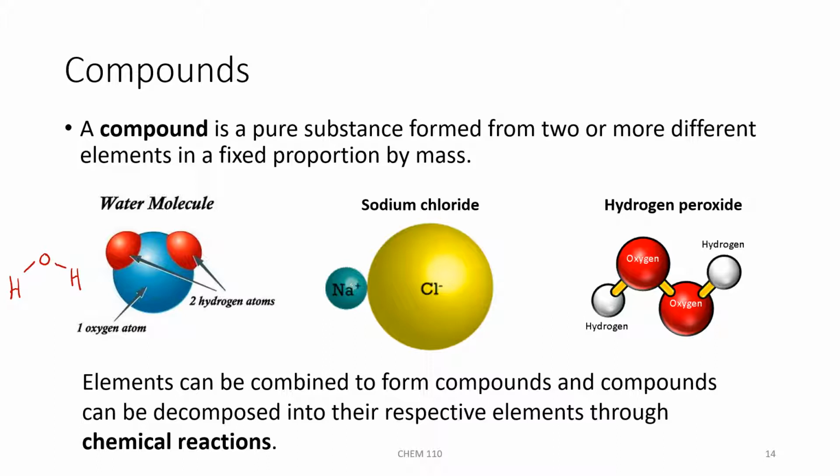Now, elements can be combined together to form these compounds. That would be a synthesis reaction where you take 2 individual elements and you put them together to make something new. Or we can take these compounds and break them down into the elements that make them up through a decomposition reaction. So we could take something like water and decompose it down into hydrogen, which we know is a diatomic element, and oxygen, which is another diatomic element, through a process called electrolysis, where we input energy to break the molecule down into its respective elements.